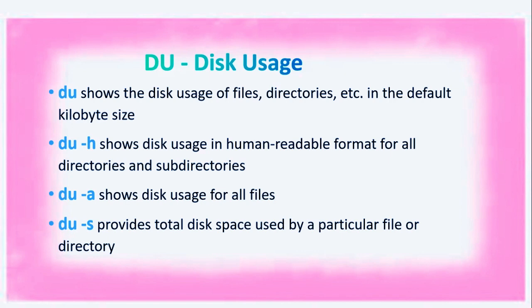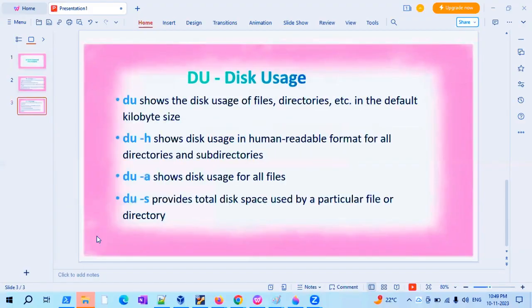So the du command has different options. -h for the du command or df command is the same. -h means human readable format. -a provides disk usage for all the files. -s provides disk space for a particular file or particular directory.